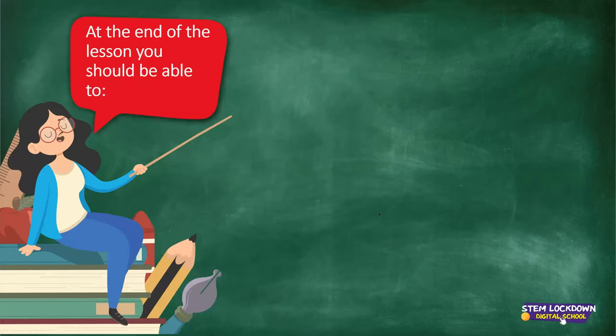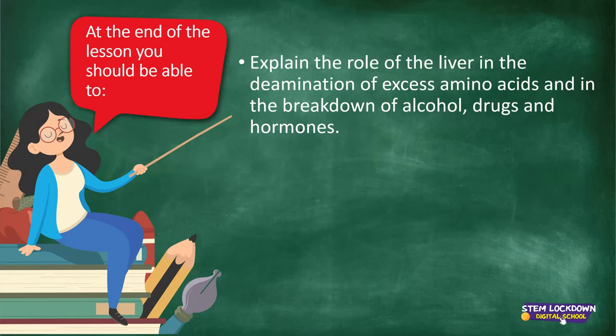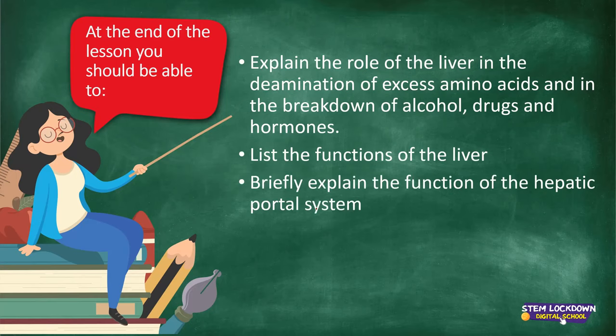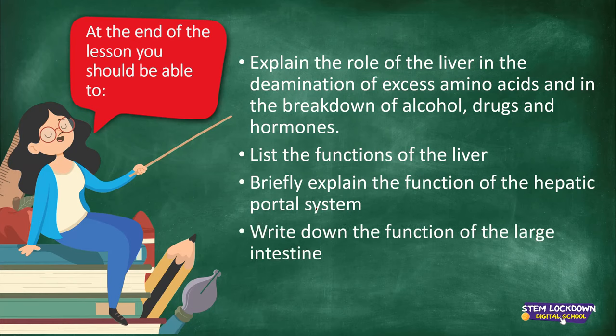Right, so now let us look at today's lesson. The lesson outcomes for today are that you should be able to explain the role of the liver in the deamination of excess amino acids and the breakdown of alcohol, drugs, and hormones. You should be able to list the functions of the liver. You should be able to briefly explain the function of the hepatic portal system. And lastly, you should be able to write down the function of the large intestine.